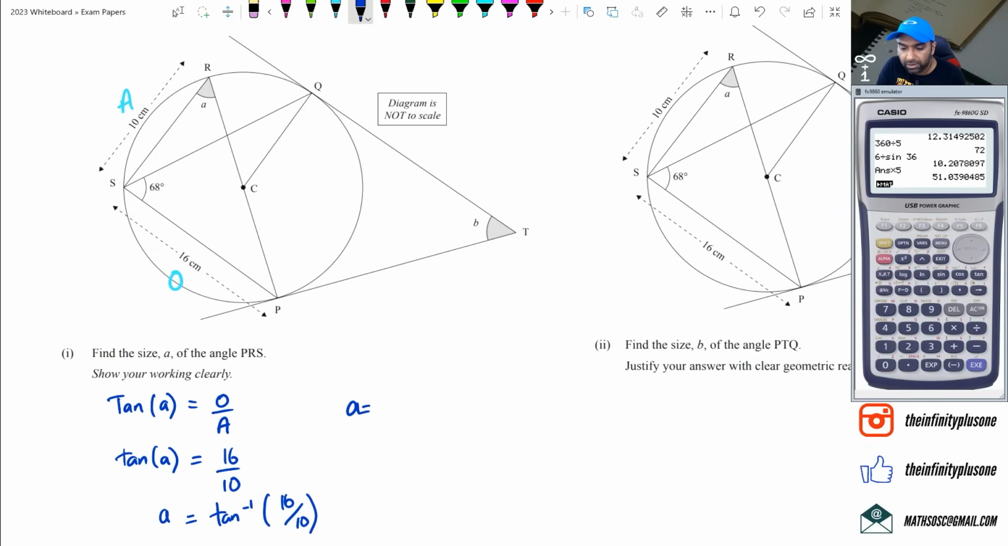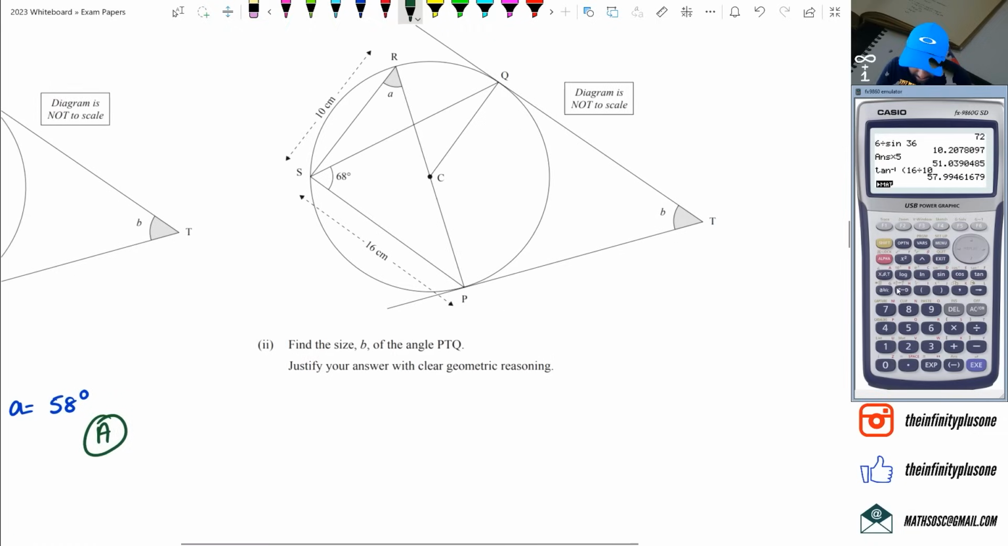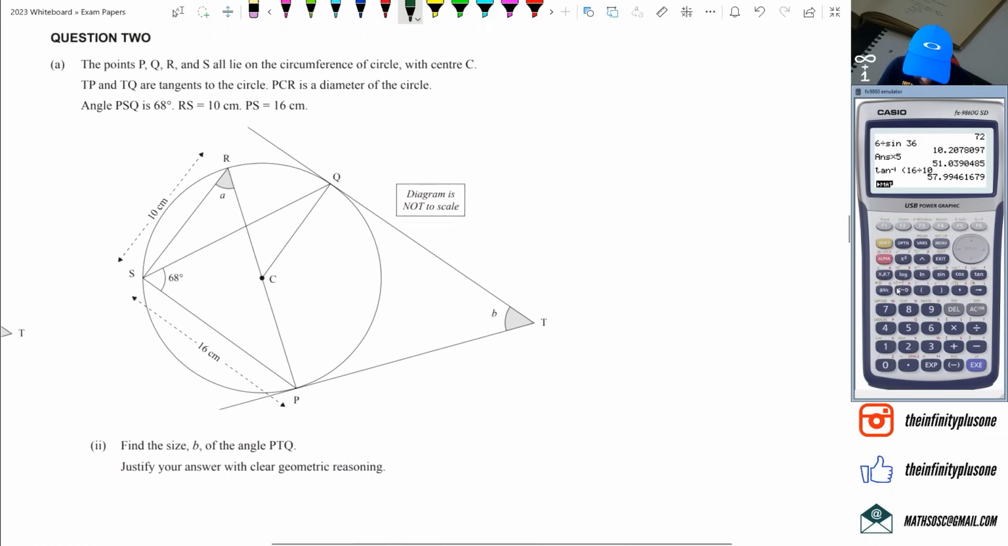So we're going to get A is shift tan 16 over 10. We're going to get 57.99 or 58 degrees. Grades wise, we're going to get achieved for this question. Now, second part of the question.